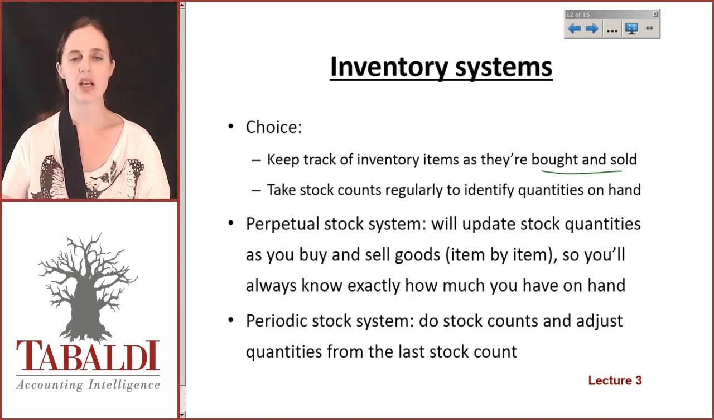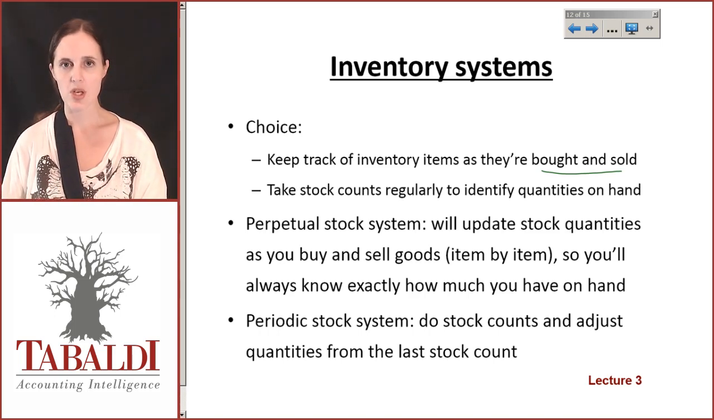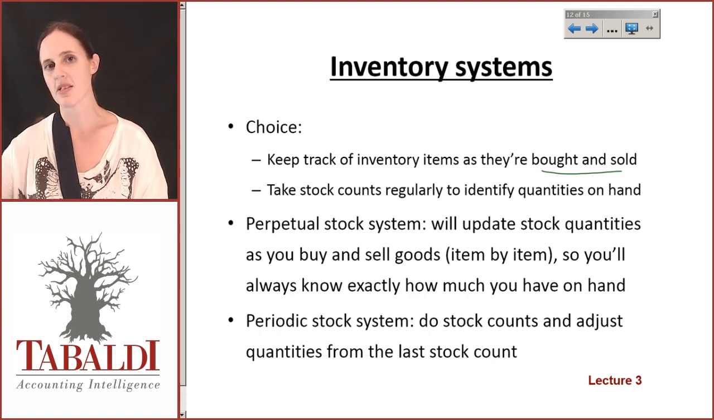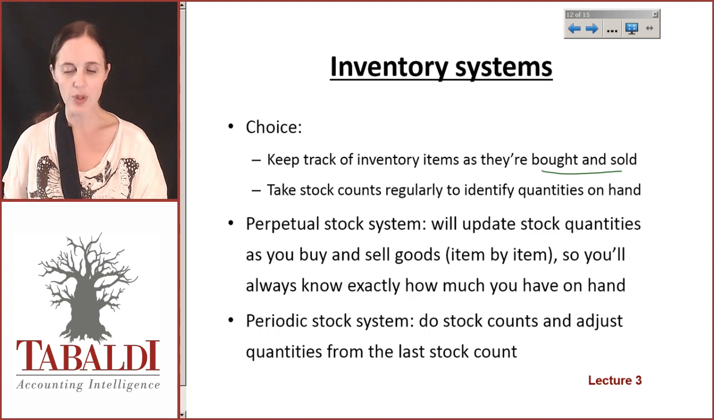The moment I buy something, I go, I've just bought 5 items. Tomorrow I sell something, I go -2 items. Then I buy more and I go plus another 4 items, whatever the case is. And that would keep track of exactly how much I have on hand.